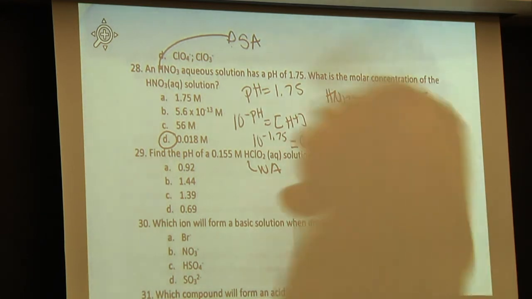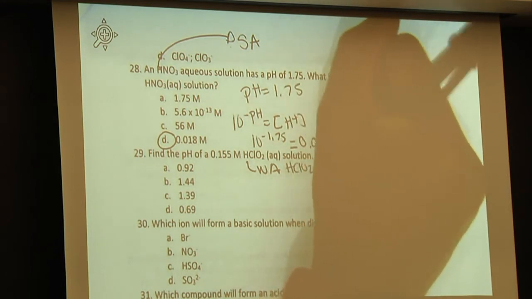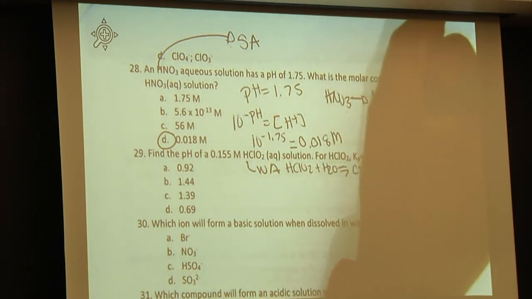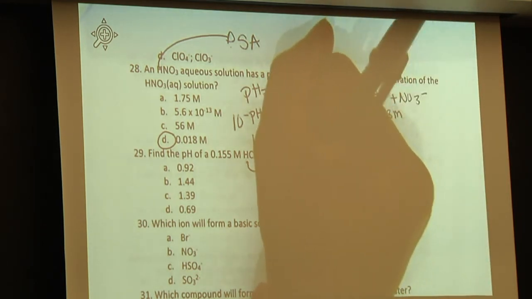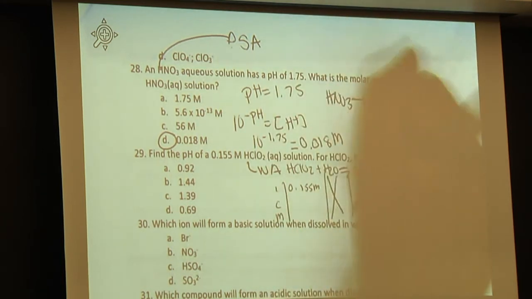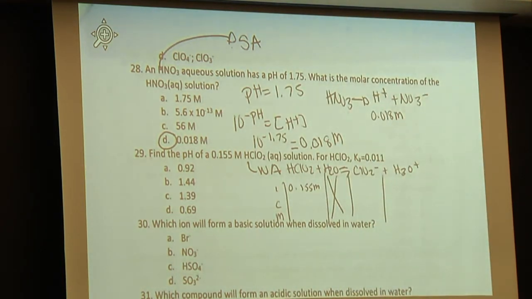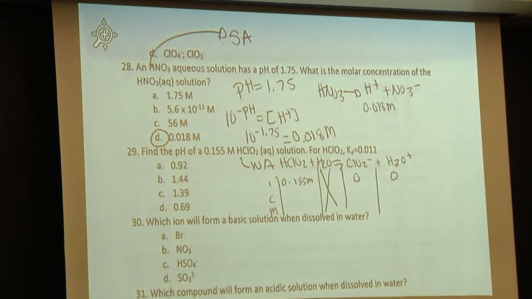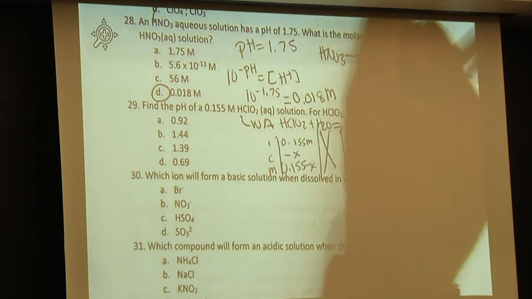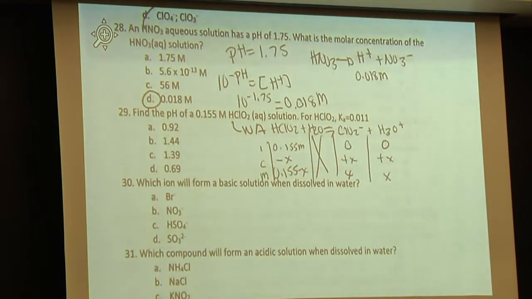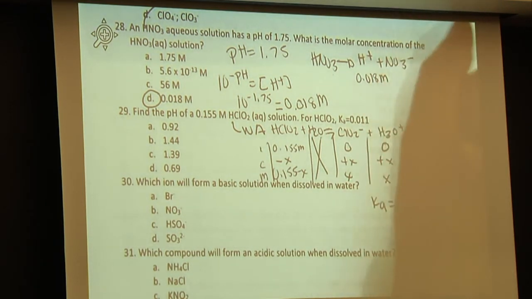An ice table. So we're going to have HClO2 in water, and that's going to create ClO2 minus and H3O plus. We have 0.155 molar for HClO2. Water is a liquid, so we ignore it. ClO2 minus, we have none, and H3O plus, we have none. So minus x, 0.155 minus x, and plus x. So your Ka would equal x squared over 0.155 minus x.